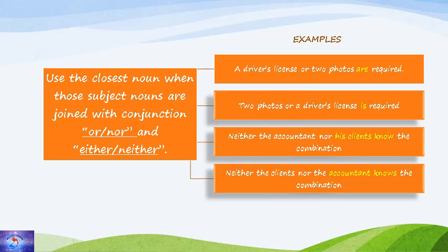Now let us see the usage of neither. Example, neither the accountant nor his clients know the combination. In the same sentence, there is a change in the verb form when we rearrange it. Neither the clients nor the accountant knows the combination. So I hope that you understood the difference in the usage of verb forms.